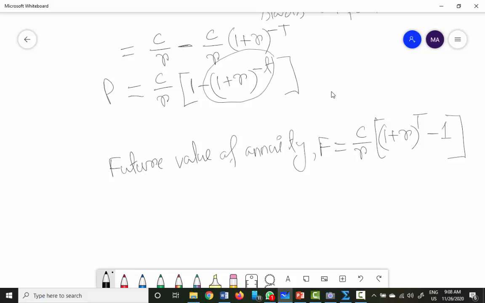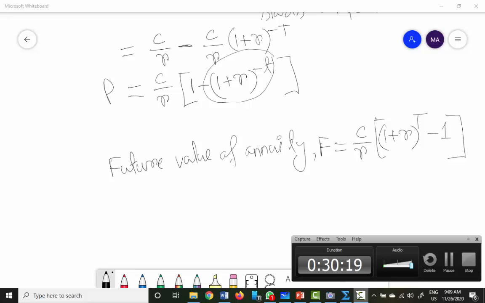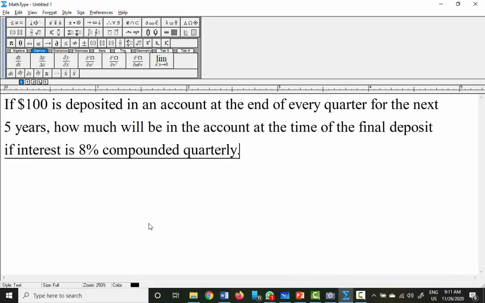In the present value formula, we write 1 first and from that we deduct this part. But when you want to write the future value formula, this part will come first without the minus in the power, and this one will go after the minus. So this is the future value of annuity formula, and this is the present value of annuity formula. Now let's do some examples. Let's do this example.